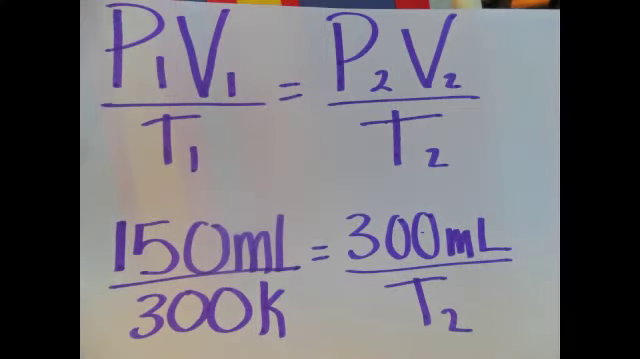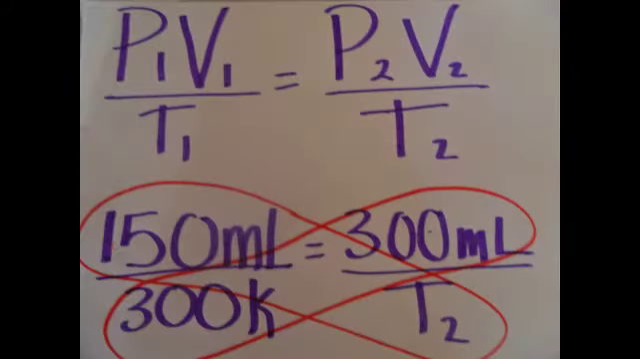First replace V1 with your starting volume, which is 150 milliliters. Then replace T1 with your starting temperature, which is 300 Kelvin. Then replace V2 with your second volume, which is 300 milliliters, and leave T2 because it is what you're solving for. Next step is to cross multiply. So multiply 150 milliliters with T2 and multiply 300 Kelvin with 300 milliliters.